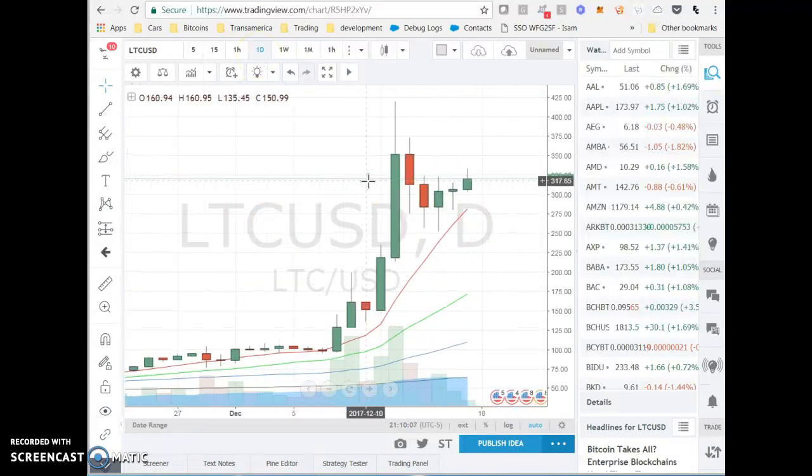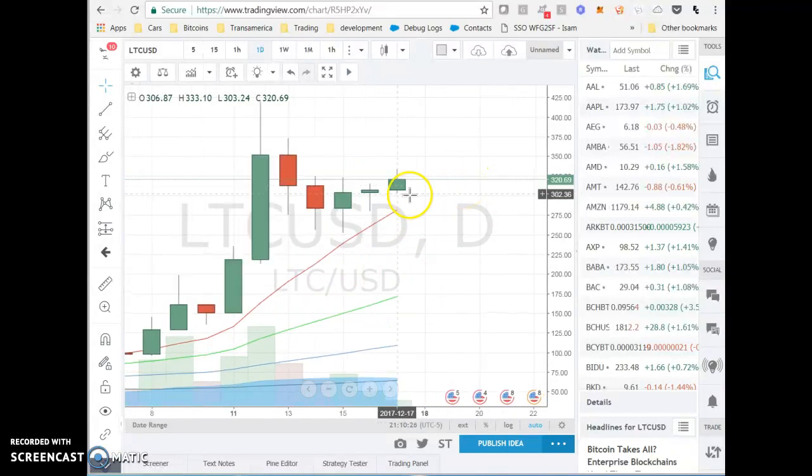So let's go in. You see these green and red bars. These are called Japanese candlesticks. We're just going to concentrate on this bar right here. You see it's a green bar where my crosshairs are. It has a wick up at the top and a small wick at the bottom.